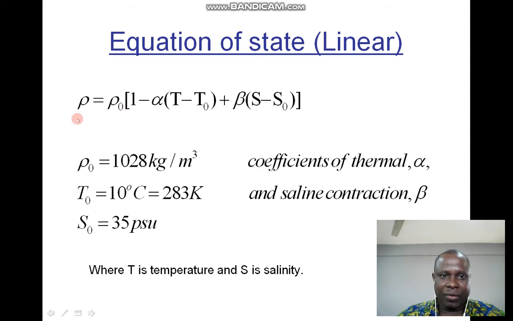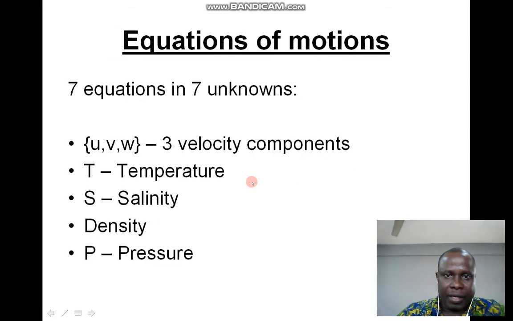This is a linear equation of state, which states that density is linearly related to temperature, T, and salinity, S, okay? Alpha and beta here are just the coefficients of thermal expansion and saline contraction, and these constants are given by these numbers. So, density is related to temperature and salinity. That's the equation of state.